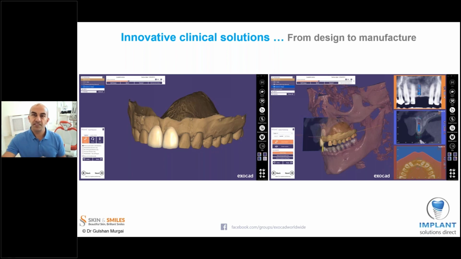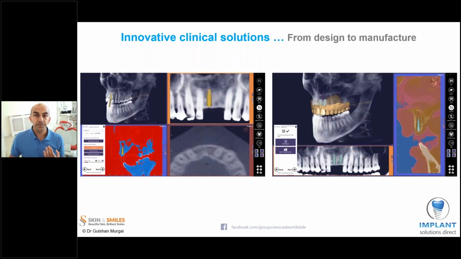And what they've done is they're placing it in 2D on the OPT, in 3D on the middle screen there using the CBCT data, and then they've also got cross-sectional data as well. So it's a very quick, easy way to place an implant and then have the ability to manipulate that. And you see that on the next screen here.